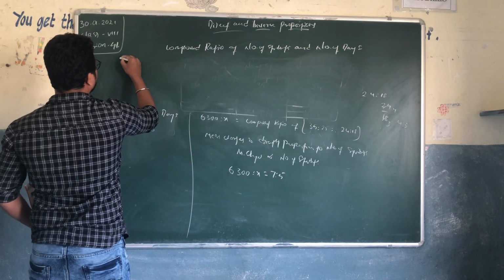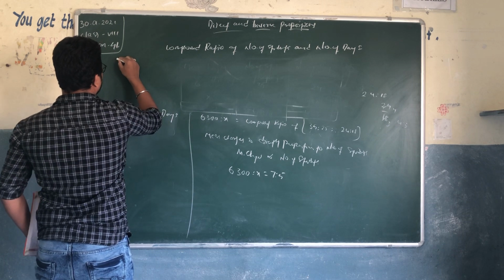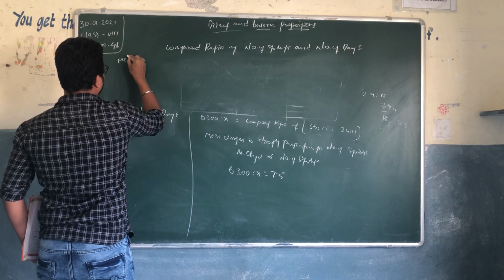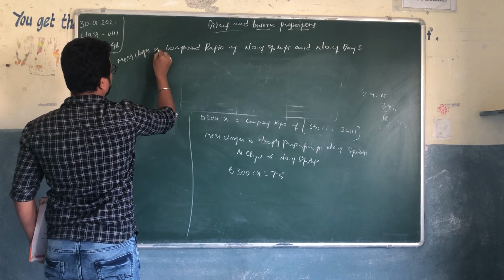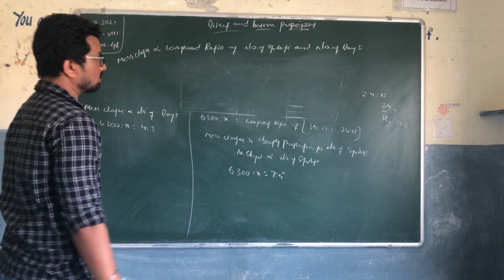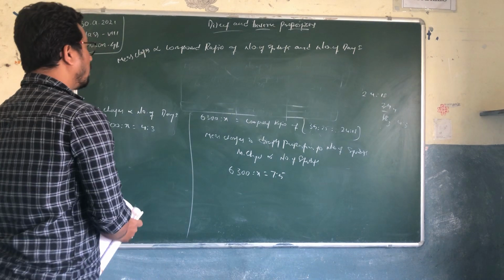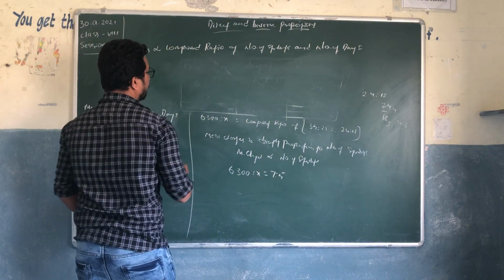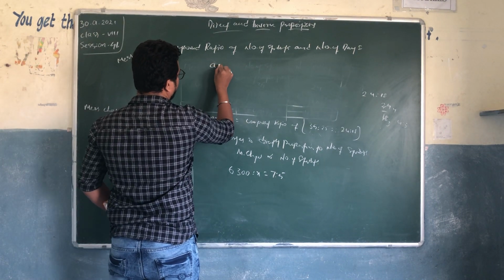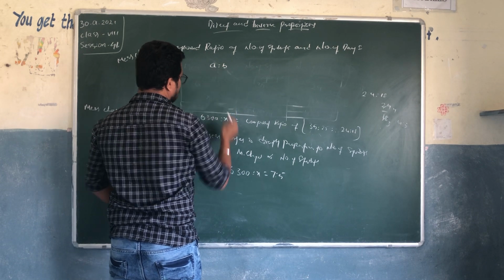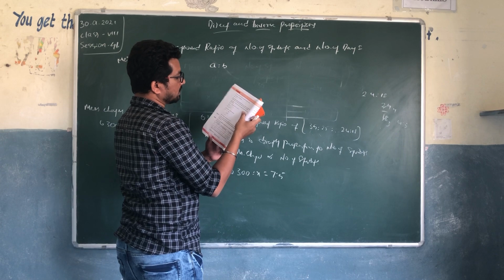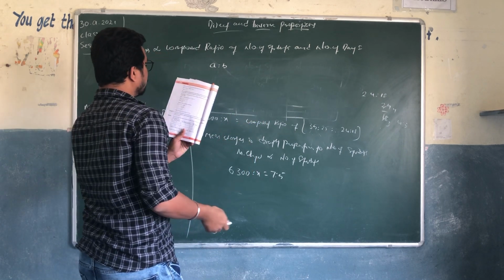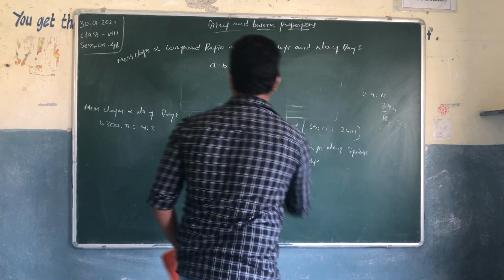Or we can say, mess charges is directly proportional to the compound ratio of number of students and number of days. So we have a formula to find the compound ratio. See, if you are assuming compound ratio of A is to B, okay, how to find compound ratio is here.